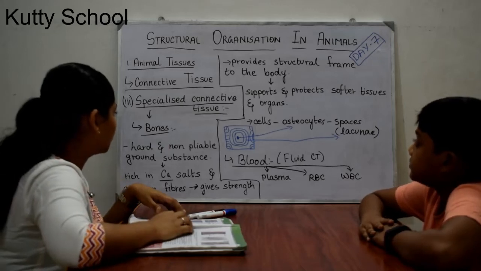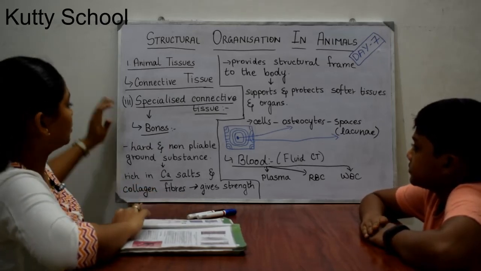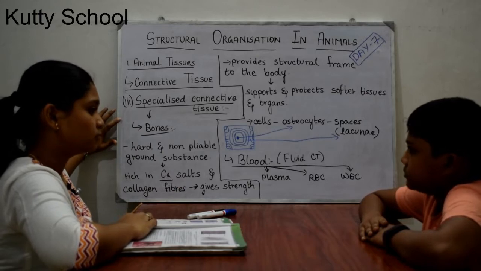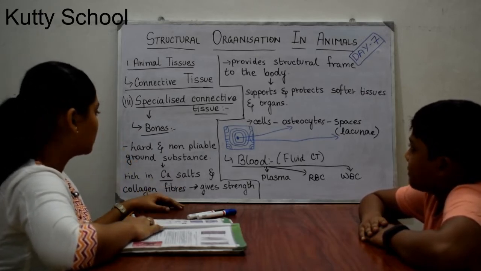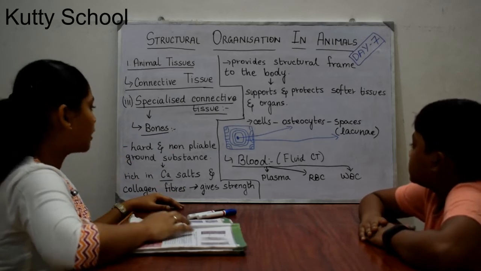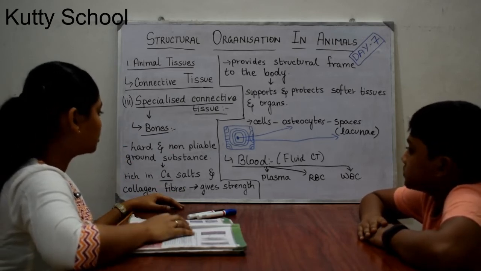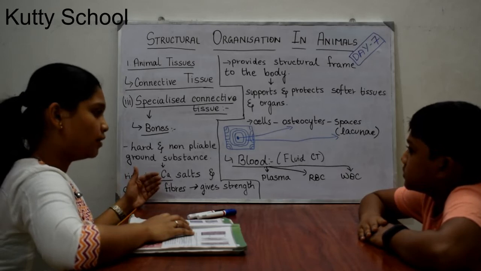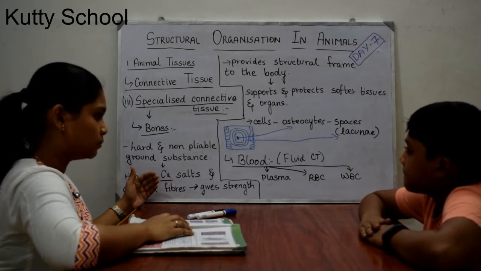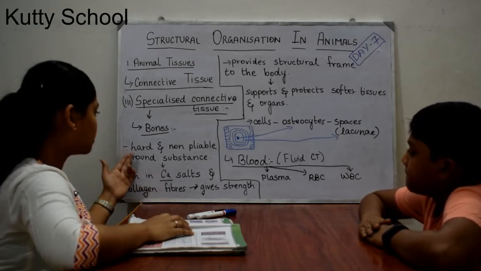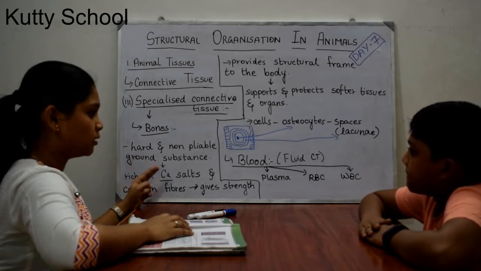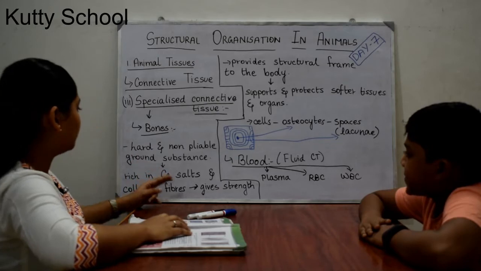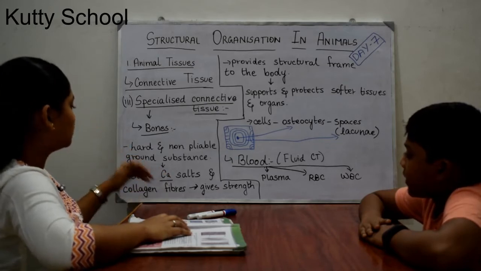Specialized connective tissue: we have already seen cartilage. So now we are going to see bones and blood. Generally in cartilage, the ground substance was solid and pliable, flexible. But here the ground substance is solid, hard, and non-pliable, non-flexible. Generally bones are non-flexible, that we know, and this is the ground substance.